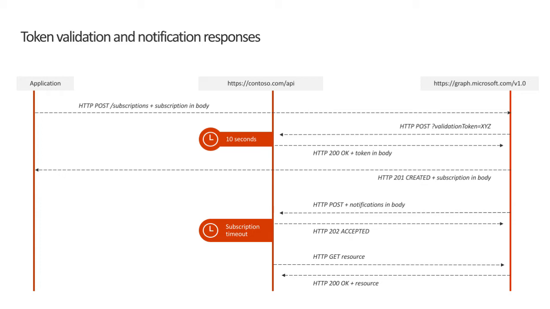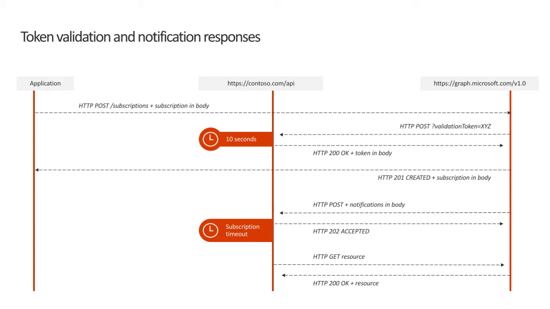Finally, my API will receive notifications for the given resource for the duration of the subscription. Now, my application is going to need to update the subscription request prior to the timeout of when the subscription is going to expire, or I'm going to have to create a new one. Now, when I receive a notification, I can then make a request back to the Microsoft Graph to request additional information about the changed resource.